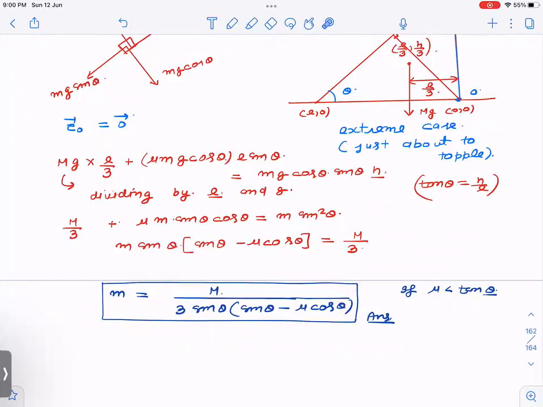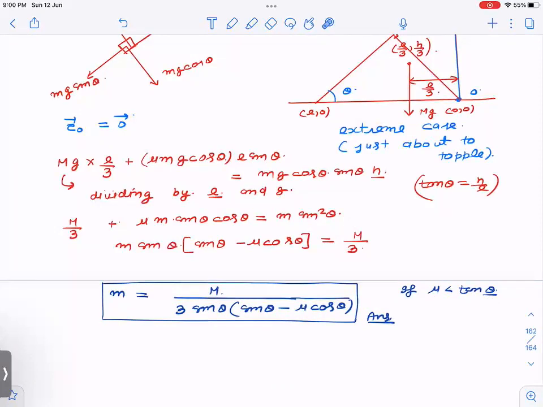Fine, if mu is less than tan theta. So these are two answers, two cases. First case, when it was not sliding: that time, irrespective of the value of M, it can be infinite, very, very large also, it will not topple. But now here when mu is less than tan theta, then this is the minimum value, and if M becomes more than this, it will topple then, right?